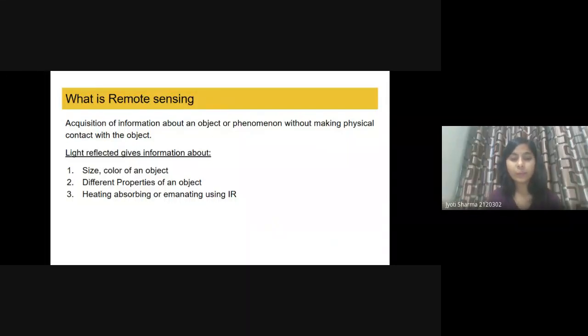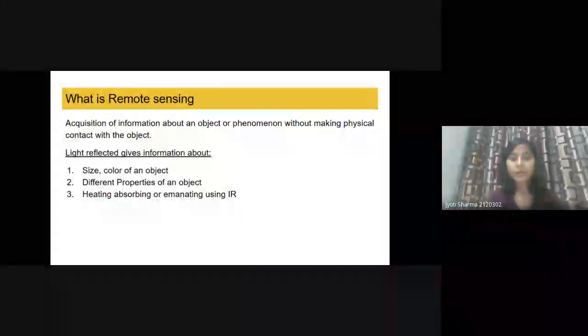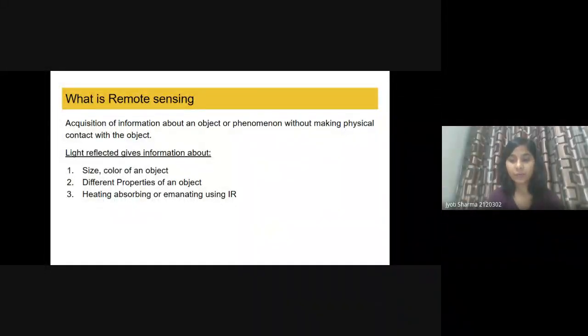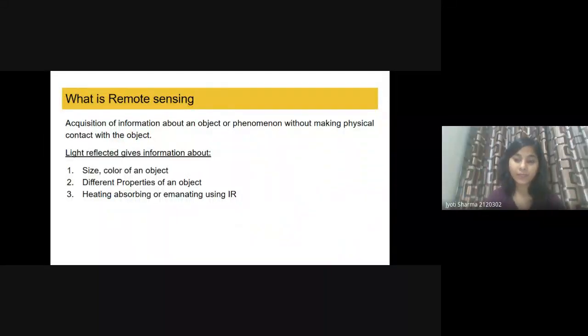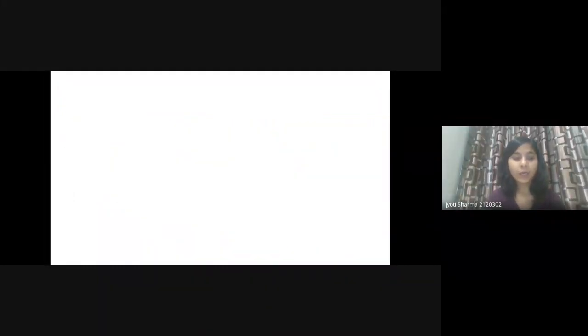So what kind of information? It can give information about the size and the color of the object. The second is different properties, and it also tells us the temperature of that object. So there are a lot of applications of remote sensing. We will discuss them in the next slide as well.